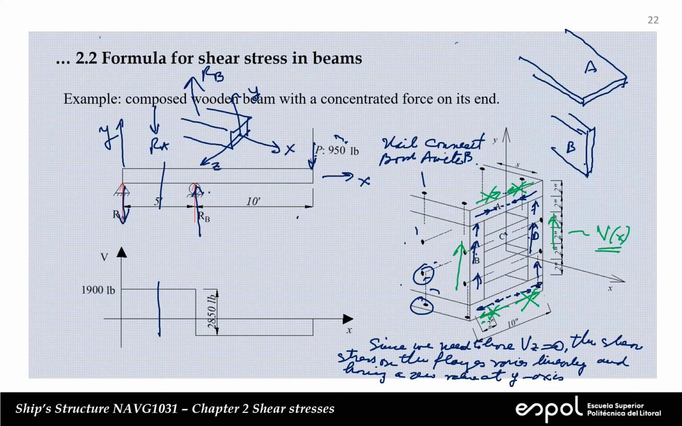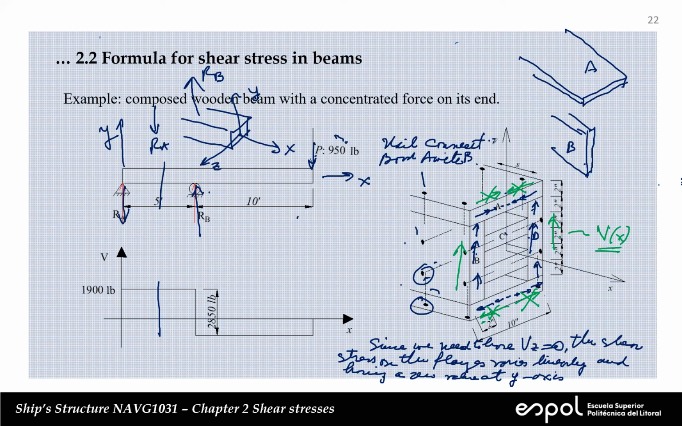I want to calculate the shear stress in the connection between boards A and B. How would you do it? With the shear flow. Okay, how much is the shear flow? Do you remember the formulation for the shear flow? Come on, man. It's VQ divided by the inertia, the sectional inertia. No, not inertia B, just inertia.